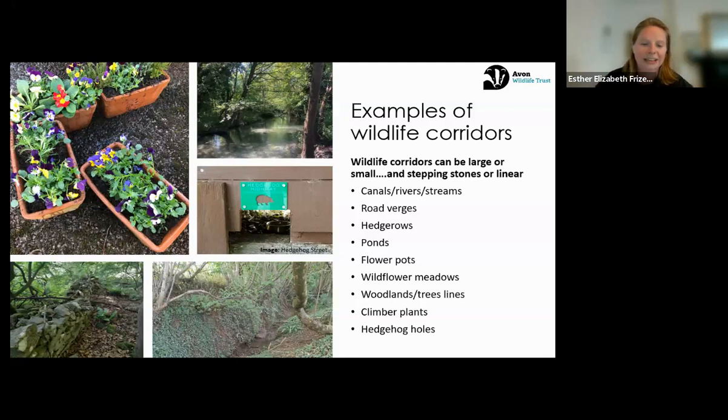Hedgehog holes. So, I skipped one. Climber plants. So people don't really think of vertical spaces as being a corridor, but it is. So you've got all those bare walls and fences that just aren't used. And if you have climber plants going up them, you can really help small mammals and invertebrates and also birds which nest in them. So climbers include honeysuckle, ivy, climbing rose, hops, passion flower, or jasmine. And then lastly, hedgehog holes.